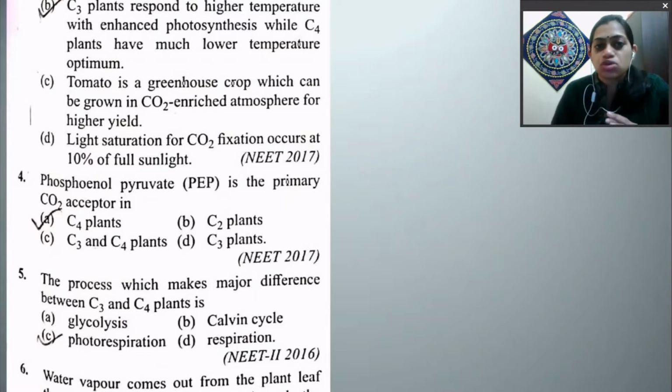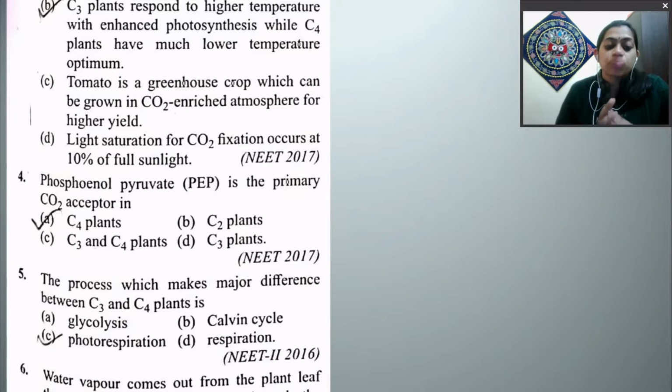Tomato is a greenhouse crop which can be grown in CO2 enriched atmosphere for higher yield. तो ये right statement है. Light saturation of carbon dioxide fixation occurs at 10% of full sunlight. ये भी correct statement है, तो the right answer will be B. Next: phosphoenol pyruvate, PEP, is the primary carbon dioxide acceptor in C4 plants. So right answer will be C4 plants.